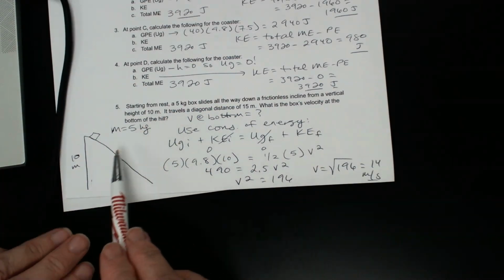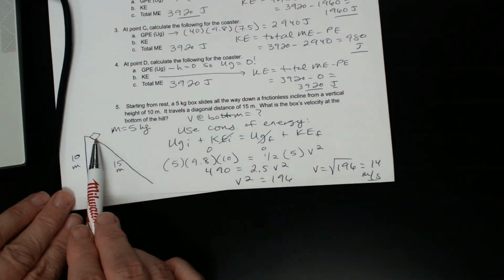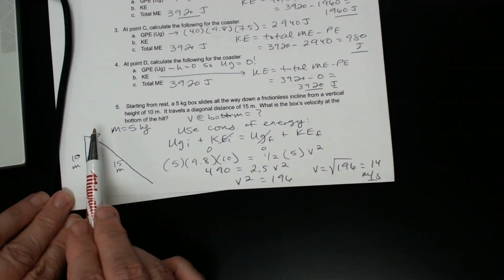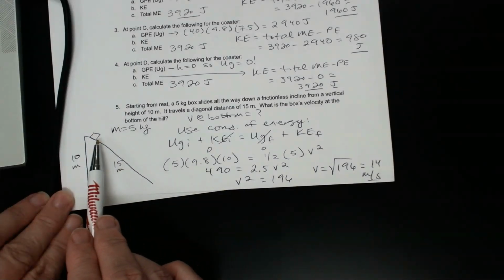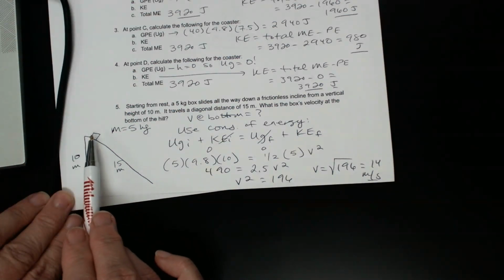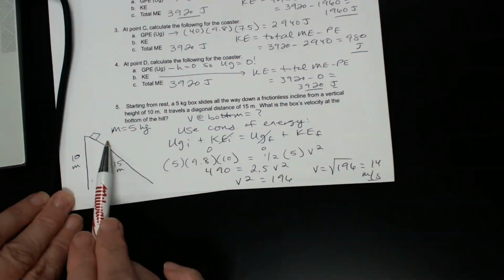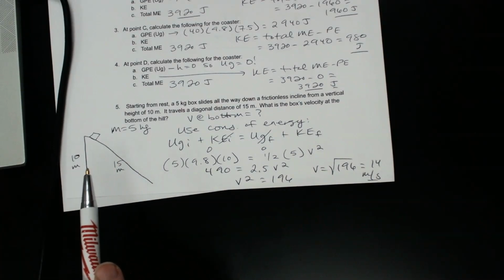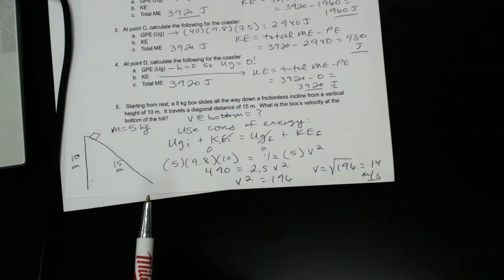So I've drawn a picture here. I've got my box at the top of this incline. It's starting from rest, okay? It's at a height of 10 meters, vertical height. They also give me a diagonal distance. I don't know if I need that or not, okay? And I want to know his velocity at the bottom of the hill.